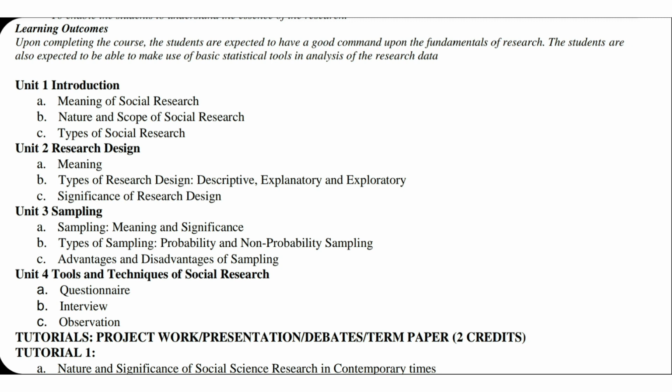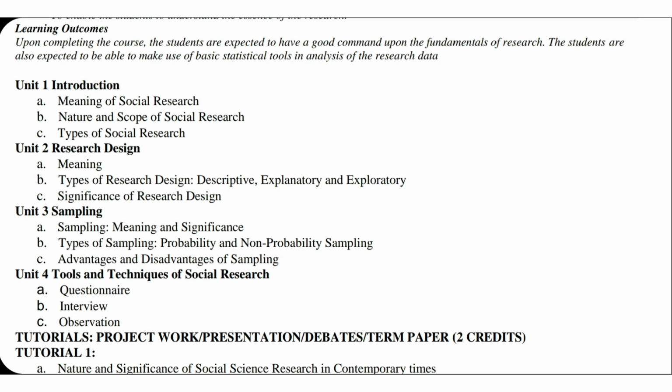Unit second is research design, and in this unit you have to study A, meaning of research design, B, types of research design, that is descriptive, explanatory and exploratory, C, significance of research design. Unit third is sampling, and in this unit you have to study A, meaning of sampling and significance of sampling, B, types of sampling, that is probability sampling and non-probability sampling, C, advantages and disadvantages of sampling.